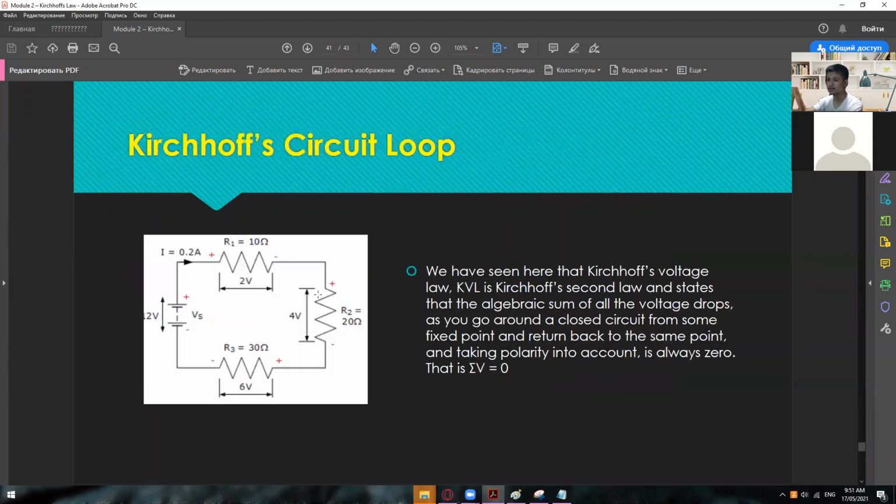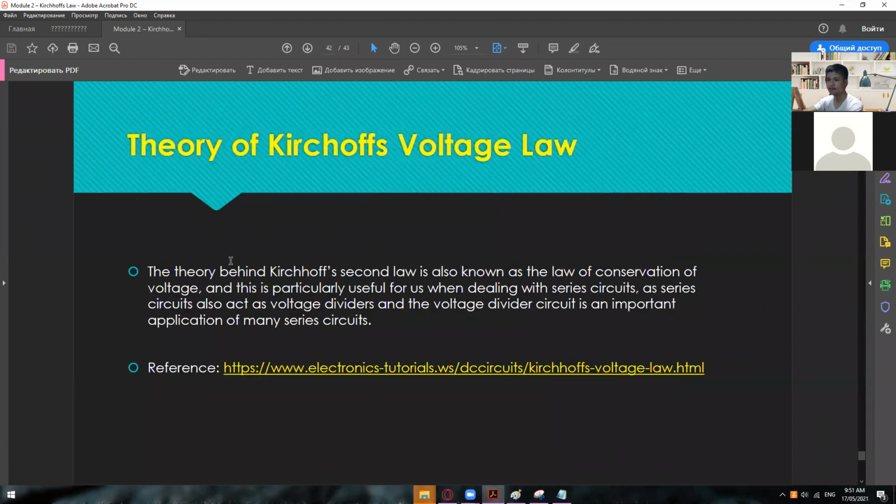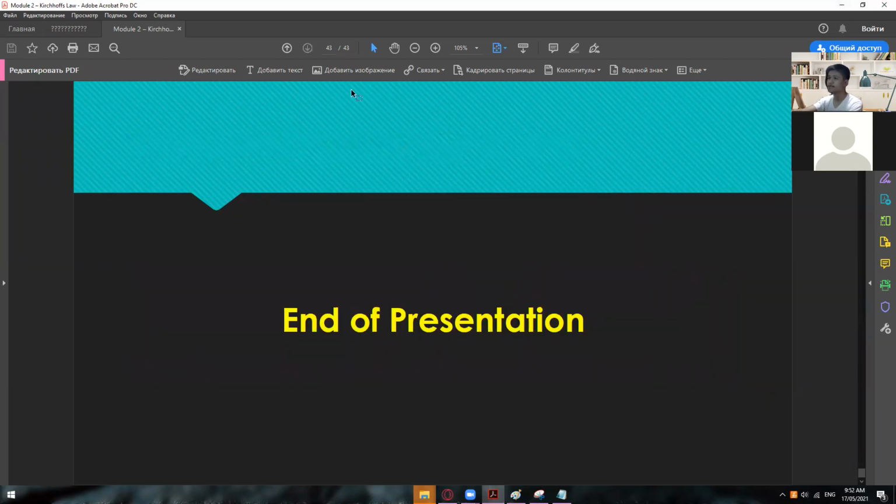Here is the final graph for this example, and then more conclusions regarding Kirchhoff's voltage law. And this is the reference where I got most of this presentation of mine. So yeah, that's it for Kirchhoff's law.